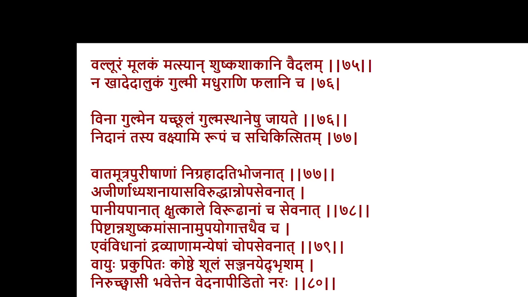Valluram mulakam marsyanu shushka shakani vaidaram nakhaded alukam gulmi madhurani palanicha. A patient with Gulma should not eat fish and typical types of food like the vegetables Vallura and Mulaka, and Shushka Shaka. Any dry food should be avoided. And monocotyledon substance, Vaidala, should be avoided, and aloo, potato, also is avoided in case of Gulma.